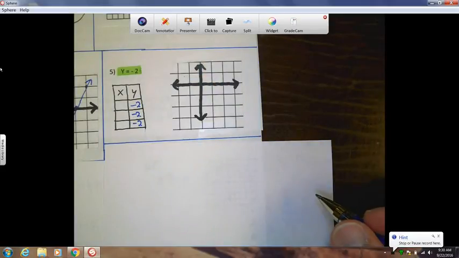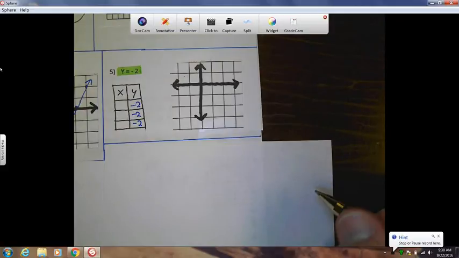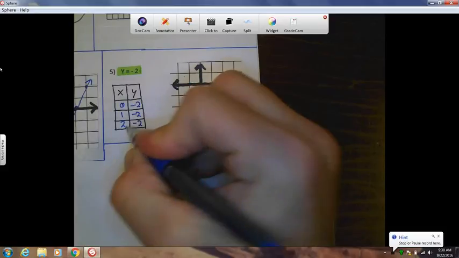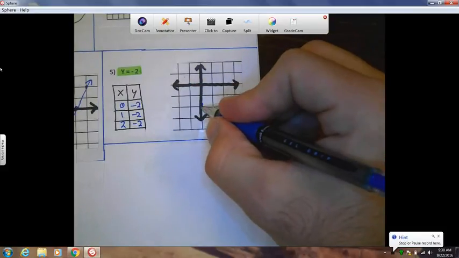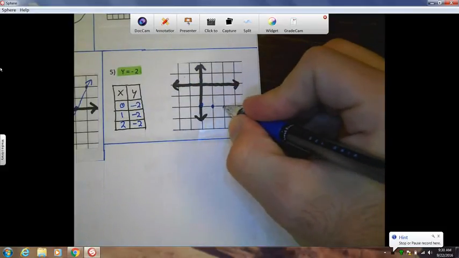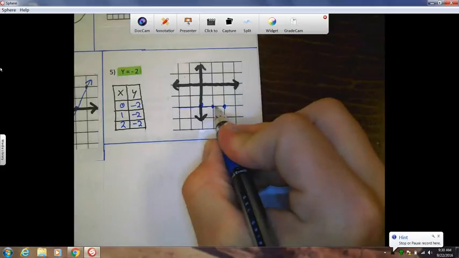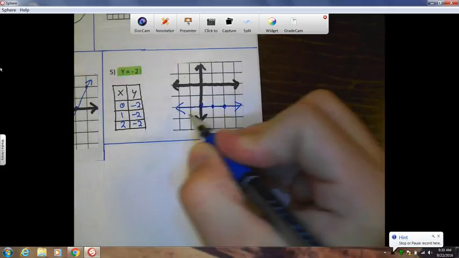So I'm just going to put 0, 1, 2. 0, negative 2, 1, negative 2, 2, negative 2. Doesn't matter. My line is a horizontal line. It crosses the y-axis at negative 2. Right here, negative 2.